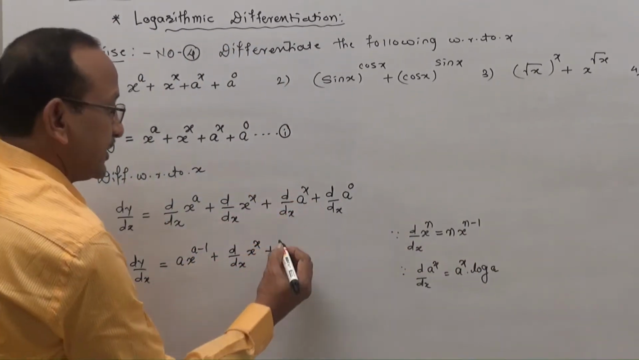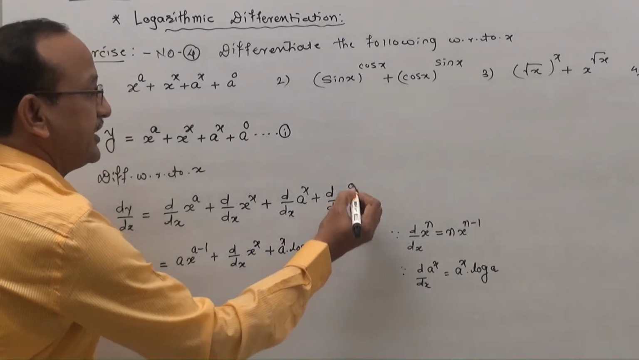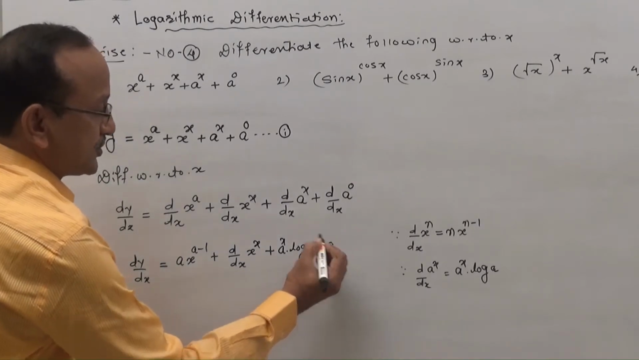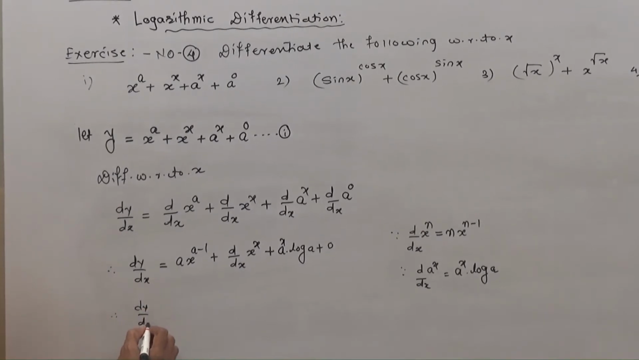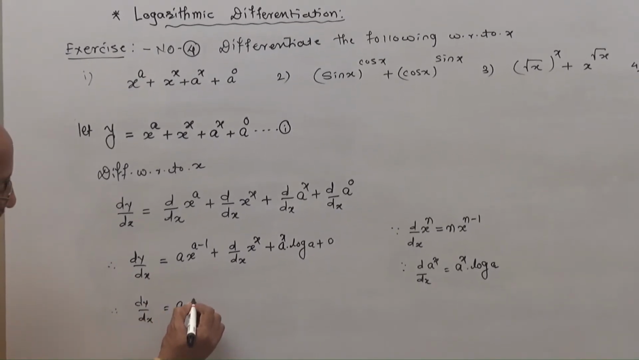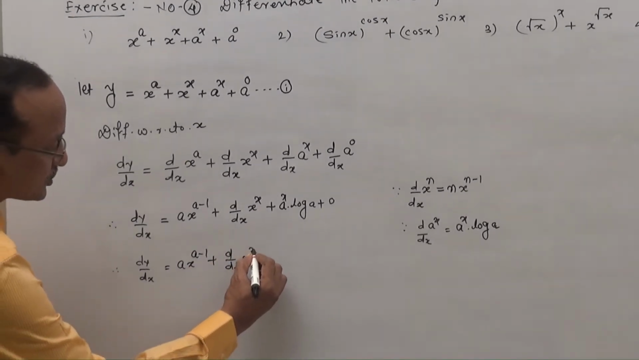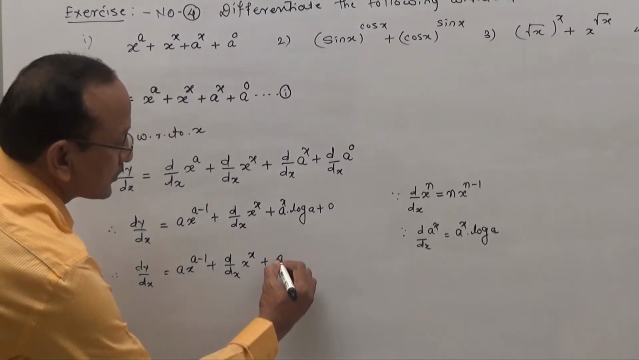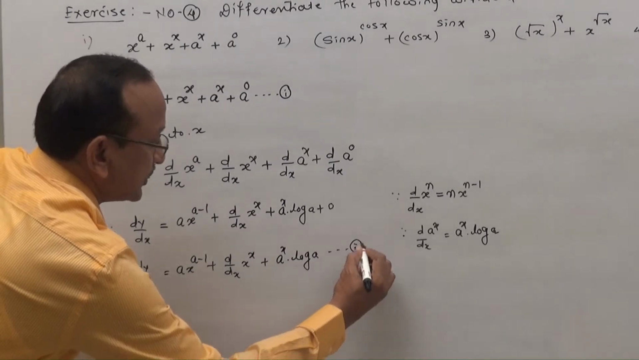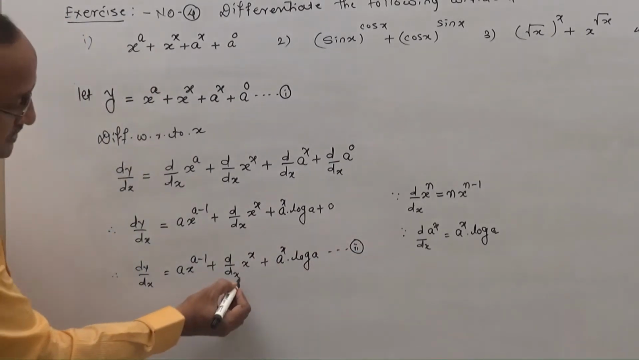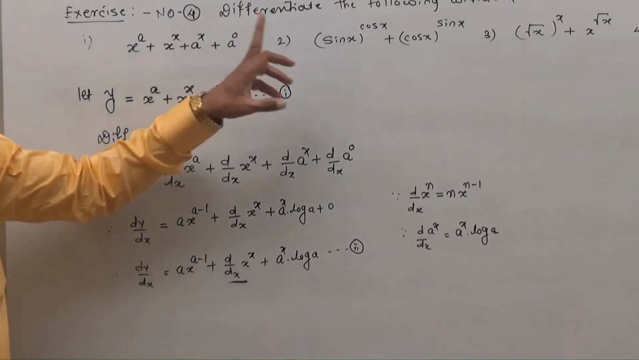Now apply this formula here, a raised to power x into log of a, plus a is a constant, derivative of constant is 0. So therefore dy by dx is equal to a x raised to power a minus 1 plus derivative of x raised to power x plus a raised to power x into log of a. Give number 2 here. Now how to find this derivative? So apply the logarithmic differentiation formula.